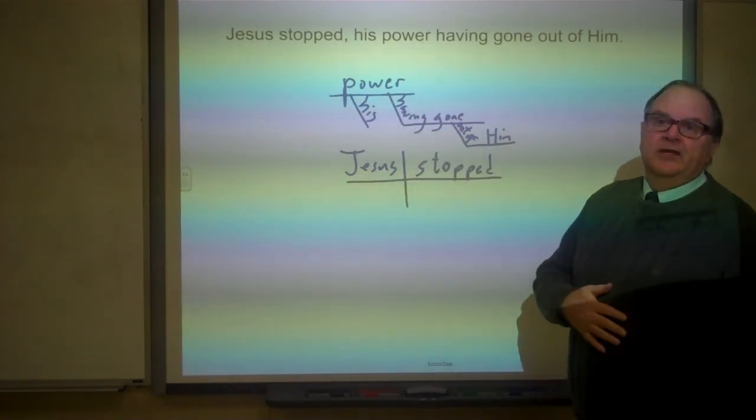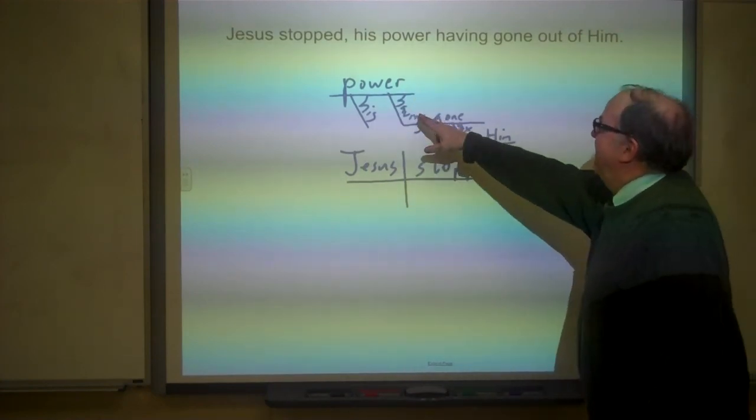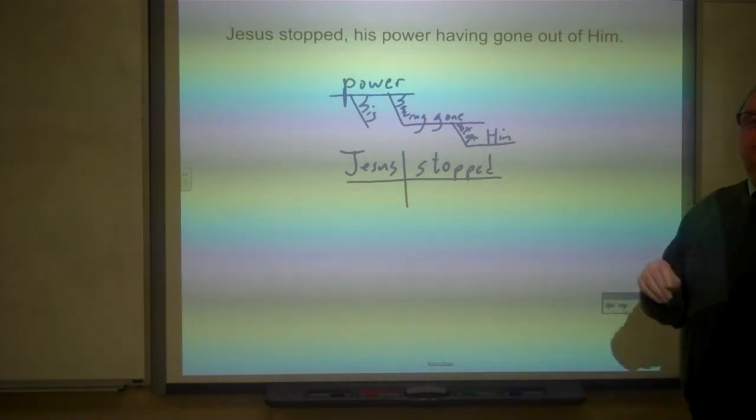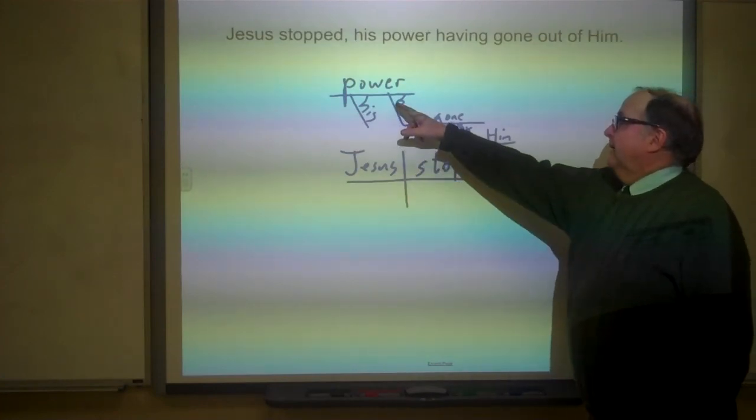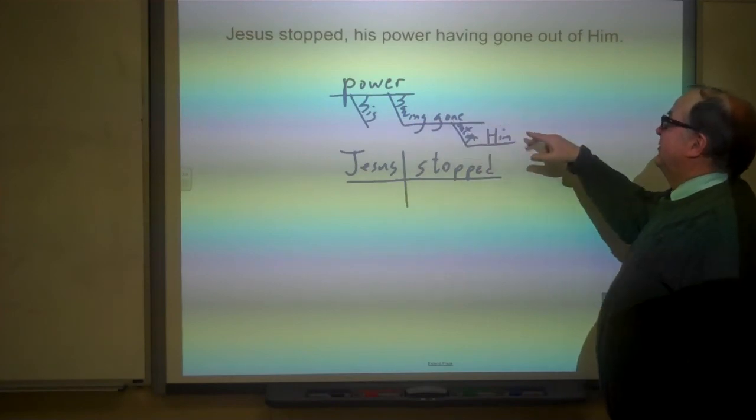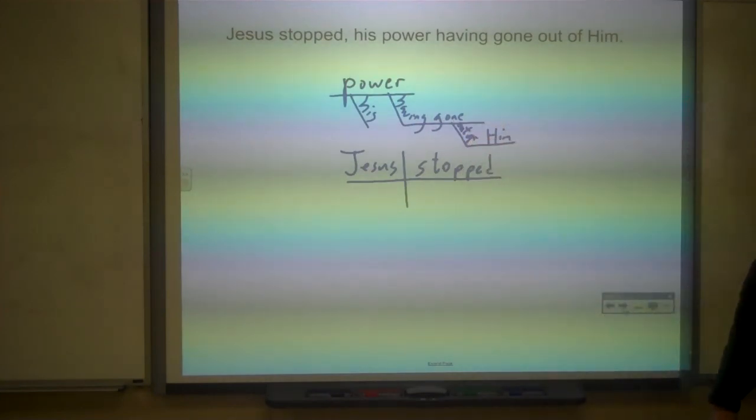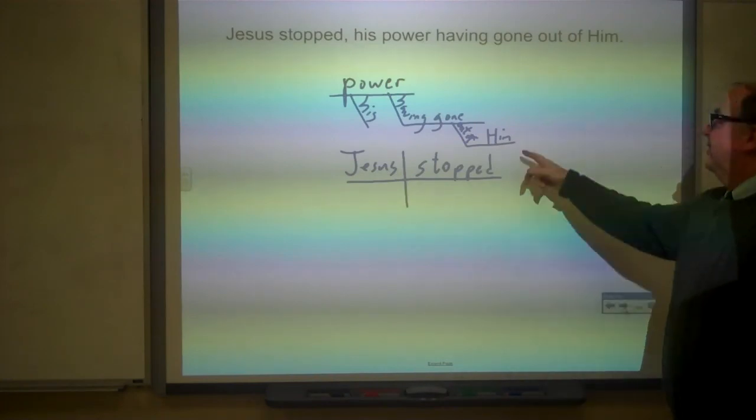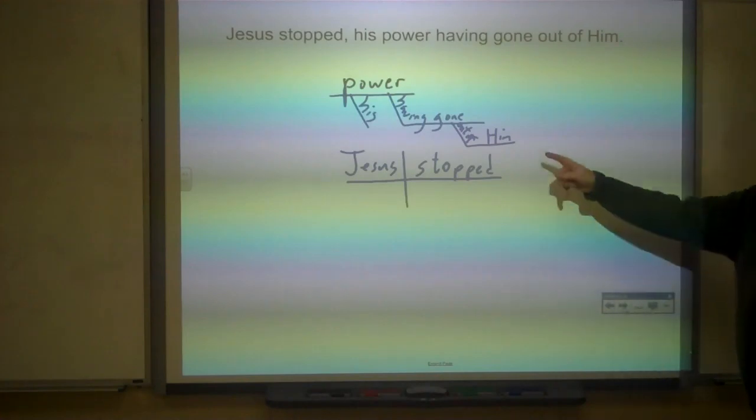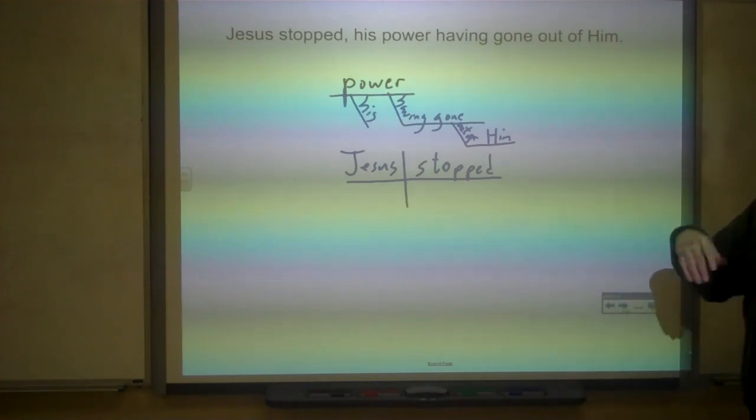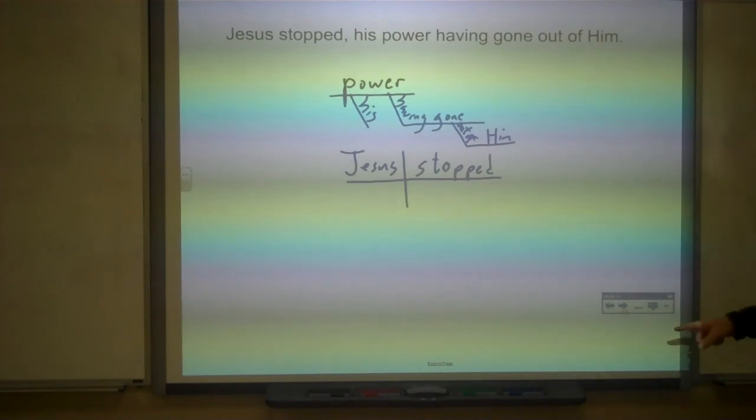Power, of course, is the noun of the nominative absolute. His modifies power, and then having gone is the participial phrase, again on the diagonal plus the horizontal, and then out of him is a prepositional phrase modifying having gone. Remember too, if you think about it, out of is a compound preposition. There are a few of those in English.